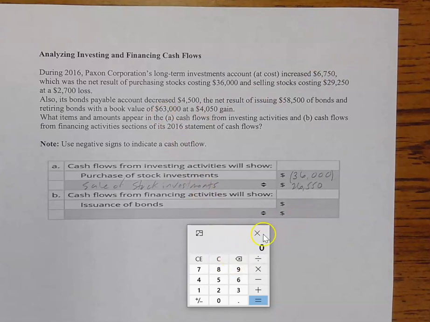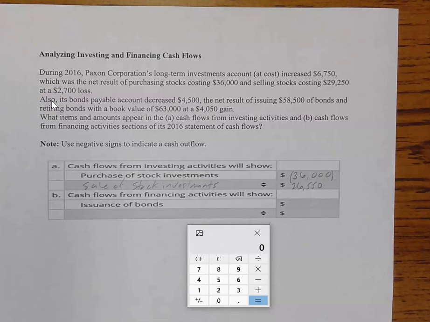As far as what's going on with cash, we spent $36,000, and then when we sold these stocks at a loss of $2,700, that means we got $2,700 less than the $29,250 that we paid for them, and so we have a cash uptick of $26,550. All right. So that is our investing portion of what took place.